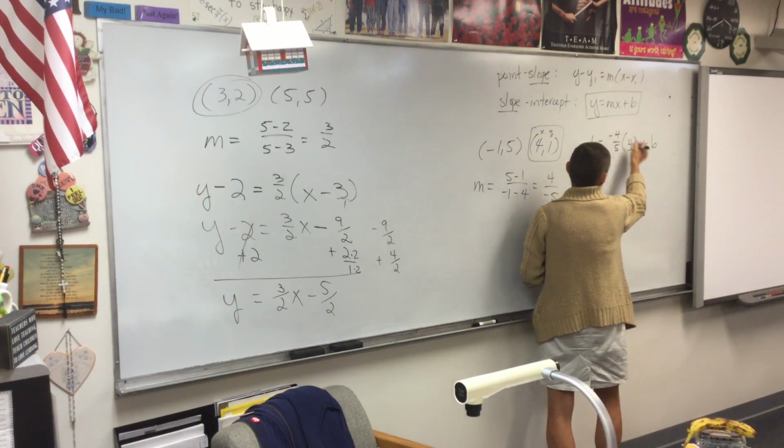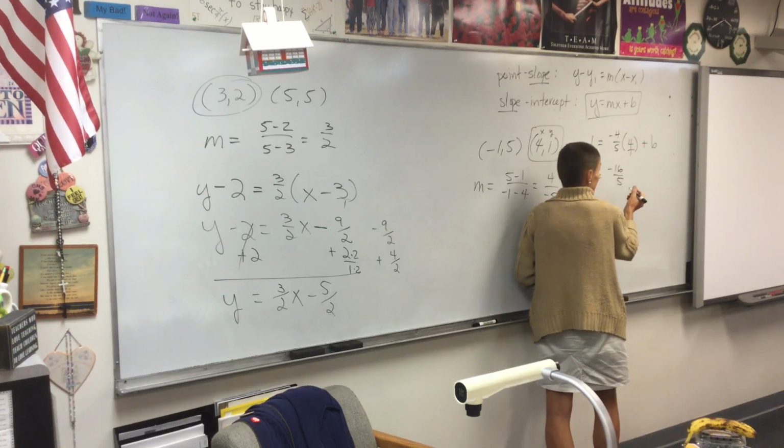So what's that gonna be? Top times top, bottom times bottom. Negative 16/5.